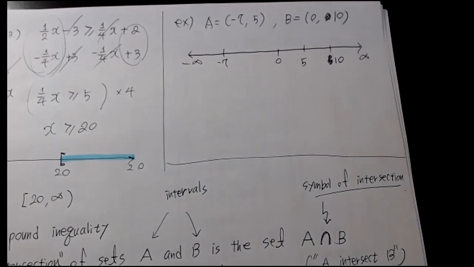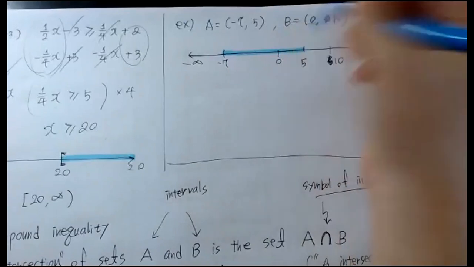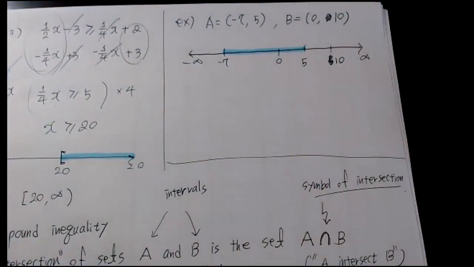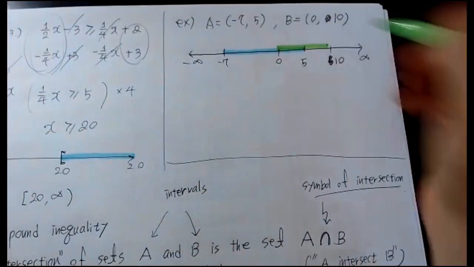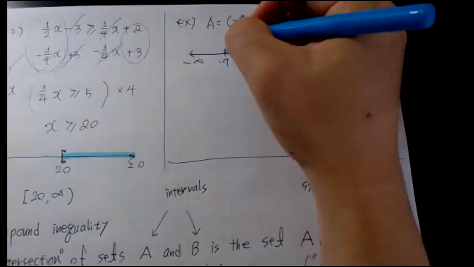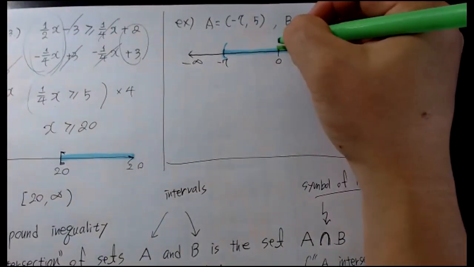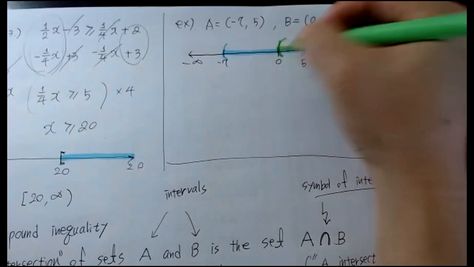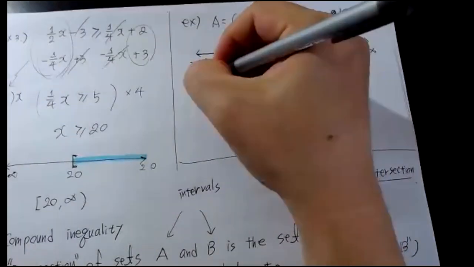So now then, A is negative 7 to 5, which is this, right? And then B is what? 0 to 10 is this, right? So A is an open bounded interval, and B is also an open bounded interval too, right? So now then, A intersect B.